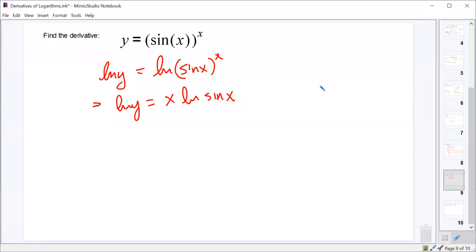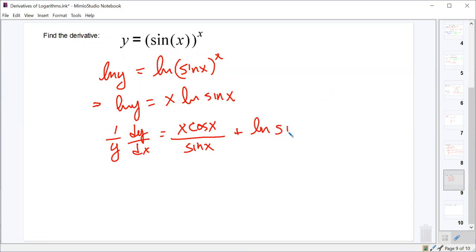No. Then we take the derivative with respect to x on both sides. So on the left, using implicit, that's 1 over y times dy dx. And on the right, it should be x times the derivative of natural log of sine, which should be 1 over sine, times the derivative of sine, which is cosine. And then plus the derivative of x, which is 1, times the natural log of sine x.